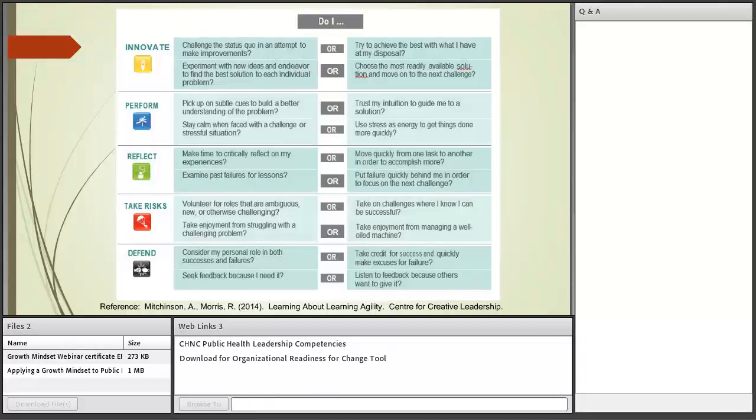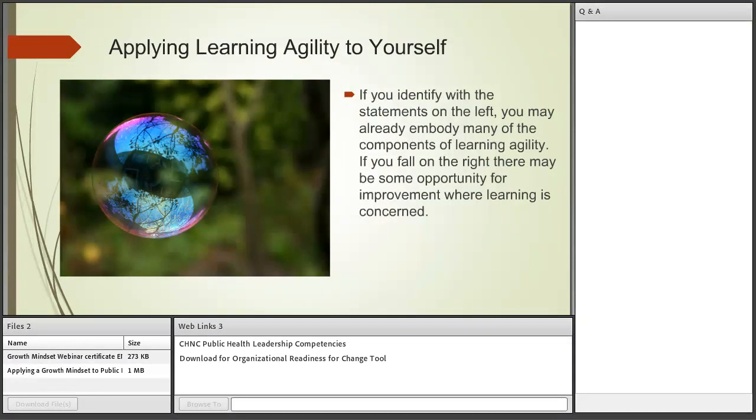I'm going to go to the next slide and explain a little bit about this quick exercise we did. If you identify with the statements on the left, you may already have many of the components of learning agility. And if you fall on the right, there may be some opportunity for improvement where learning is concerned. Again, I would not take this as a complete science, and I would not take it that if you're more on the right-hand side, so if you checked off quite a few things in column 3, that you're not an agile learner. I think what it means is it gives you a self-assessment.